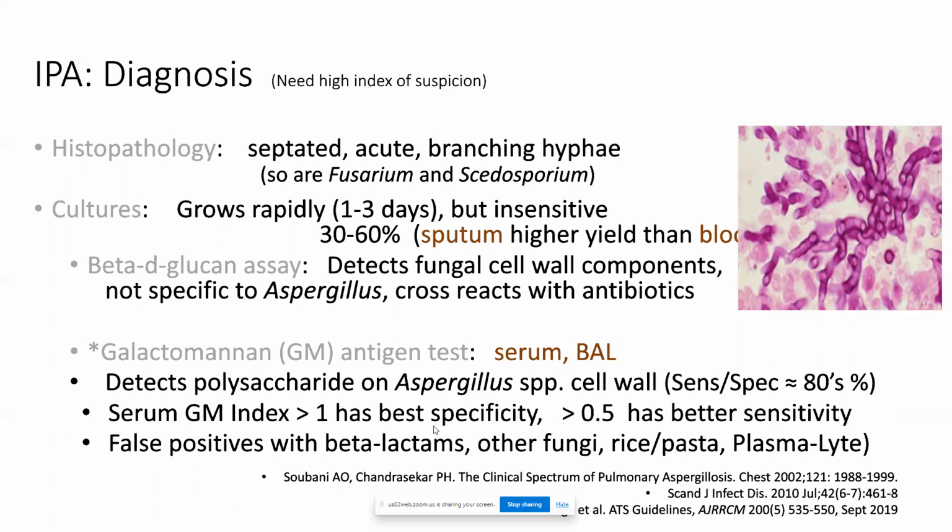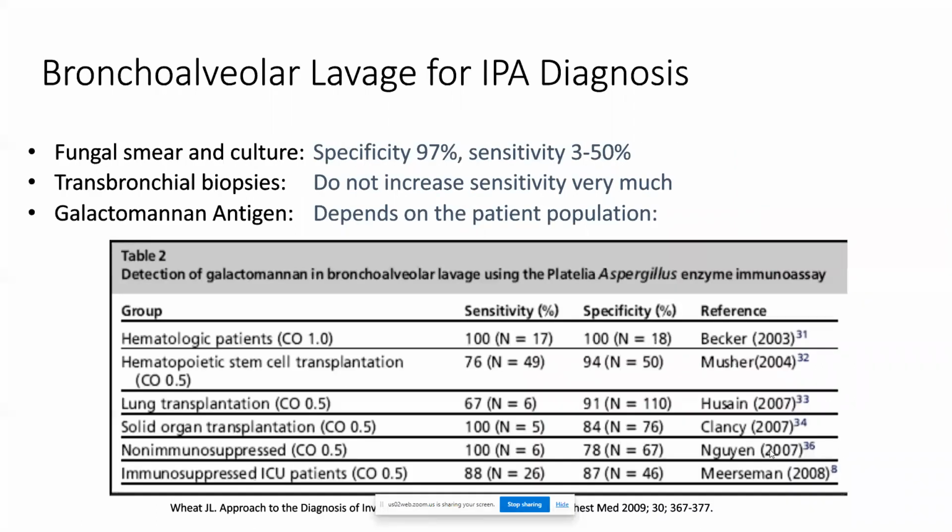And you can also get false positives. Beta-lactams can give you a false positive galactomannan, as can a diet high in rice and pasta. We really don't use Plasma-Lyte, but that's been known to give false positives as well. When you bronch these people, the sensitivity gets better. On the fungal smear, its specificity is very good if you see it on a BAL, but again, it's low sensitivity. You don't need to do biopsies anymore. When I was a fellow, we used to have to get biopsies when we were looking for invasive disease, to show tissue invasion of the fungi. These serologies, galactomannan assays, really have made that unnecessary.